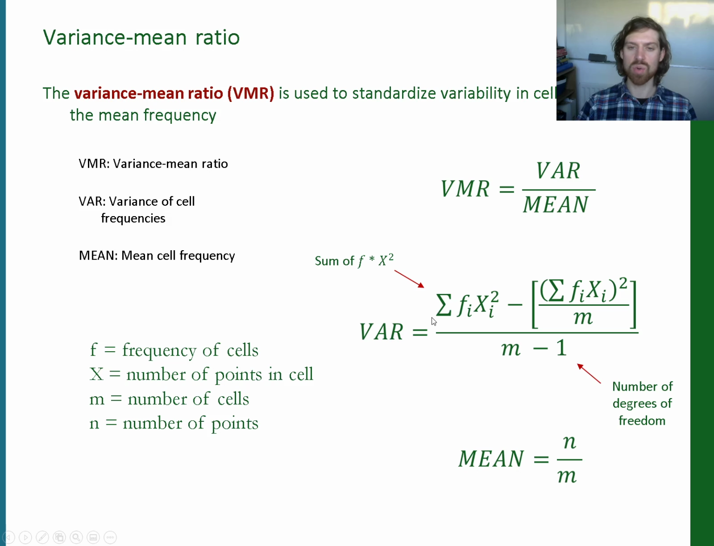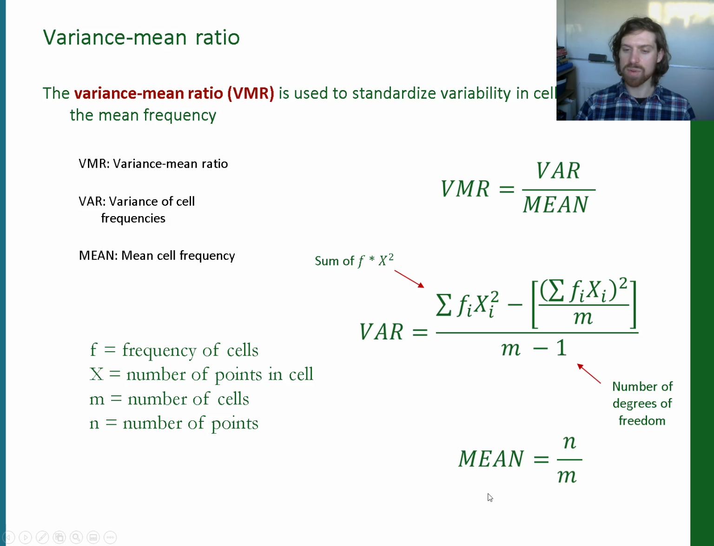Essentially, we need to initially take the sum of f multiplied by x squared. So f is the frequency of cells that we've got, and x is the number of points. We also have m as the number of cells, and n as the number of points. We then run those figures through this equation here. We've got the number of degrees of freedom as the denominator, and this calculation up here as the numerator, and that gives us our VAR value.